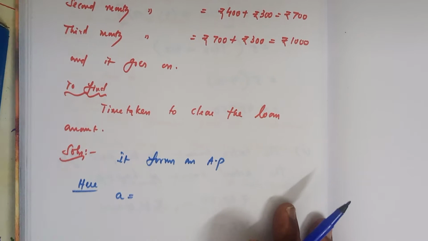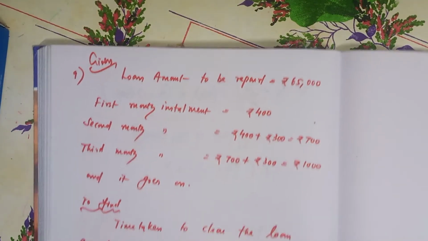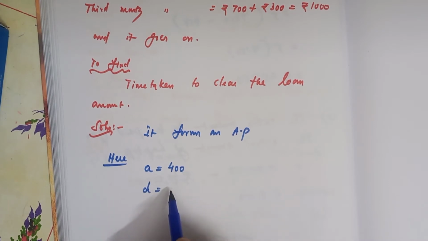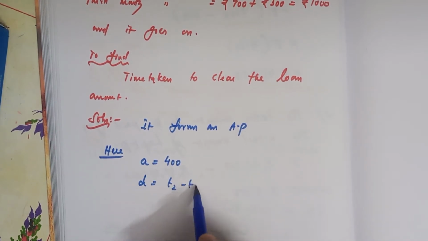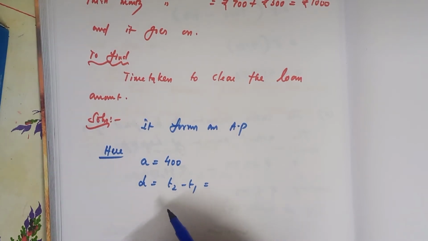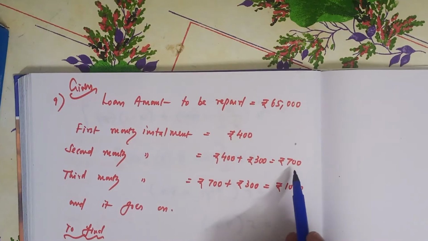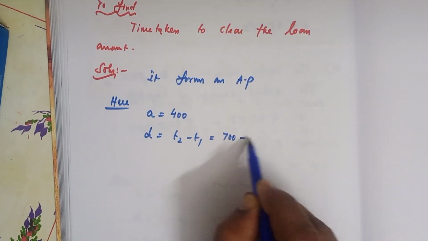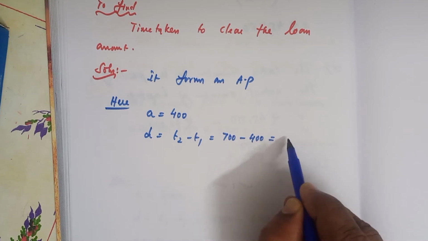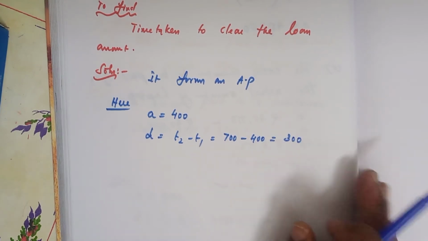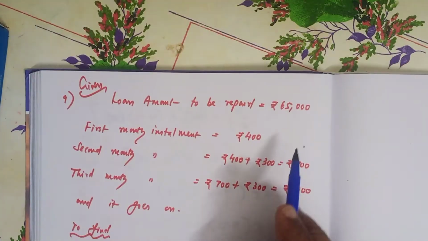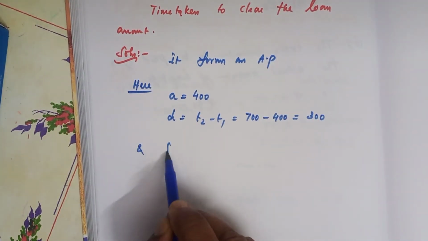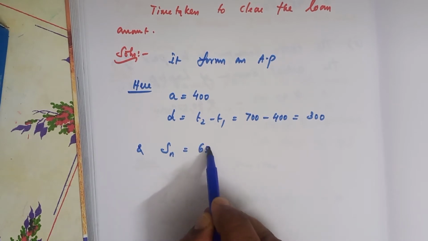A is the first term, that means the first installment amount, 400 rupees. A equals 400. D is the common difference, you know the formula, second term minus first term. Second month installment minus first month installment, that is 700 minus 400, equal to 300. Now the total amount is given, that is 65,000 rupees. Sn equals 65,000.